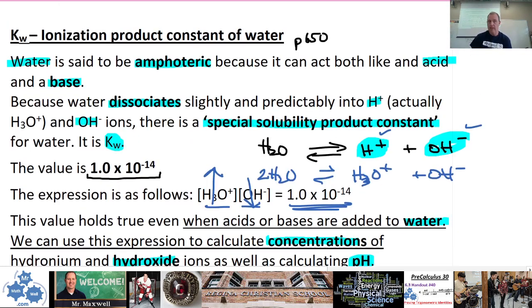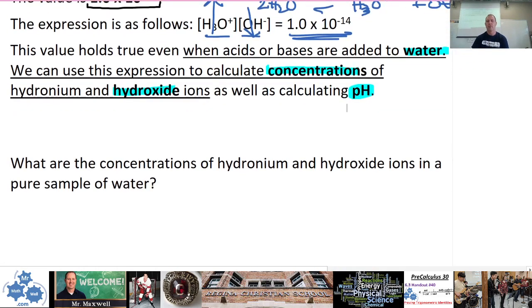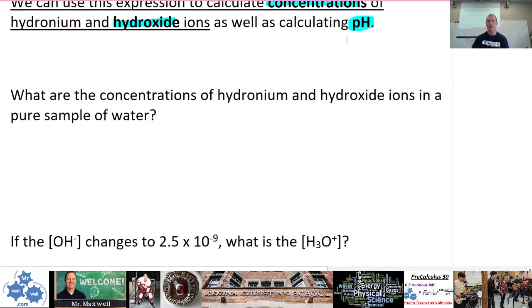So this first part is just introducing Kw, and it is the product of the concentrations of the ions that make up water. It's a very special constant for water. Okay, so the question is, what are the concentrations? So we're given the Kw, but what are the concentrations of these ions in solution? It's obviously going to be pretty small. How small? How do we figure that out?